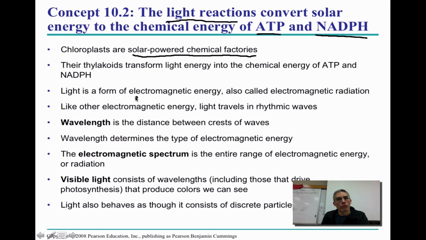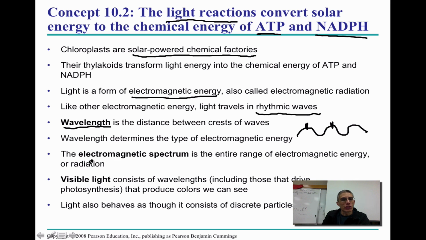Light is going to be in the form of something called electromagnetic energy. Sometimes they'll refer to it as electromagnetic radiation. And like other types of energy, this light is going to travel in rhythmic waves. And sometimes we will use the term wavelength to identify the distance between the crests of those waves. So this would be considered a wave. And so the wavelength is going to be the distance between those two crests. So the wavelength is going to determine the type of electromagnetic energy that we're working with. And I'm going to show you a diagram in a second that's going to sort of illustrate that.